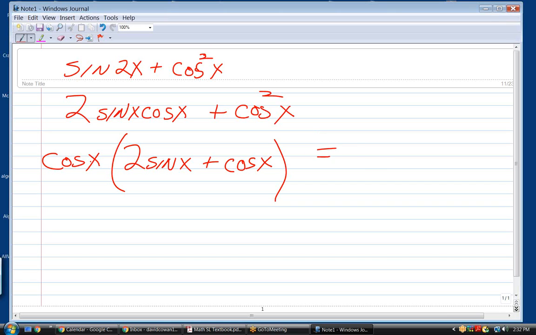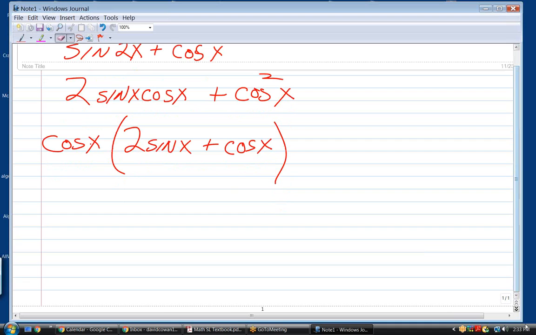If this was equal to 0, I could set that factor equal to 0 and that factor equal to 0. That might be a little tough to solve, but we could eventually do it. That's probably why they didn't set it up as a problem equal to 0, just because they haven't really taught you how to solve that. So this would be the final step. Okay, what else?